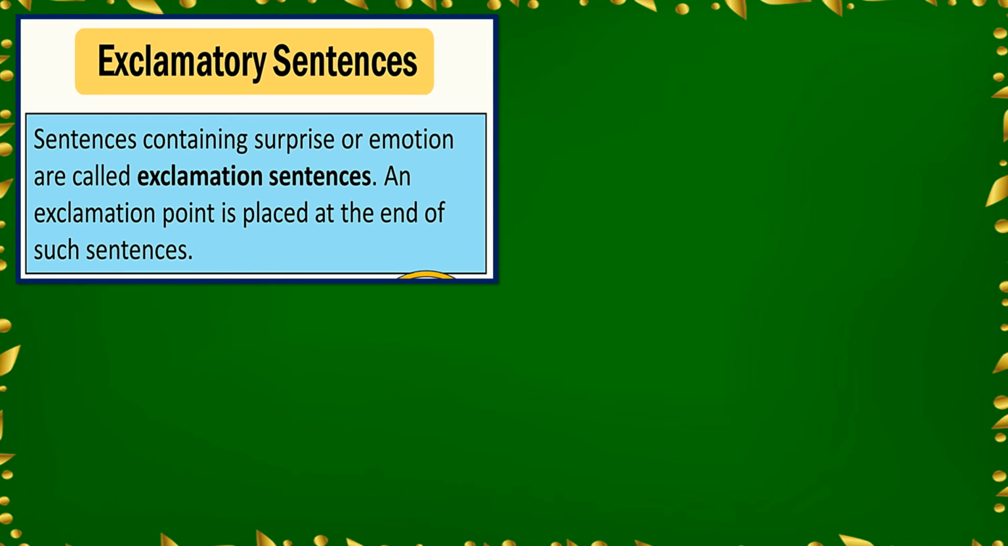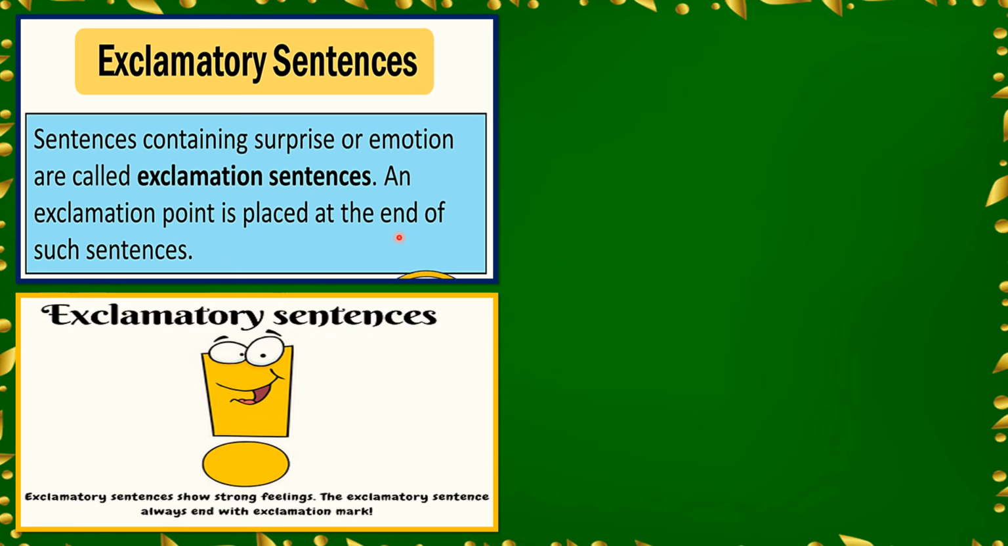Let's discuss the last type of sentence, which is the exclamatory sentence. Sentences containing surprise or emotion are called exclamatory sentences. An exclamation point is placed at the end of such sentences. So an exclamatory sentence shows strong feelings. The exclamatory sentence always ends with an exclamation mark.